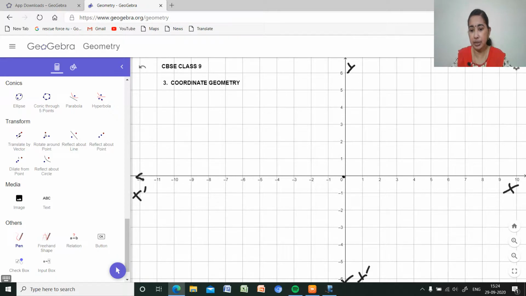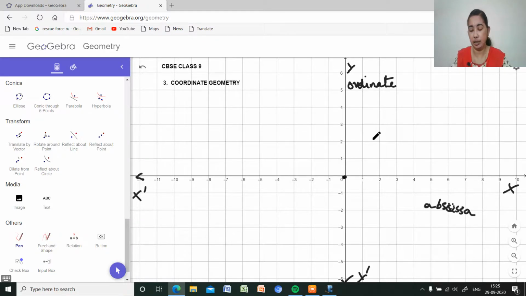The point of intersection of the x-axis and y-axis we call the origin. This point is the origin, the meeting point of the x-axis and y-axis. The x coordinate is also called the abscissa. Another name for the x coordinate is abscissa. And the y coordinate we call the ordinate. So, abscissa and ordinate.